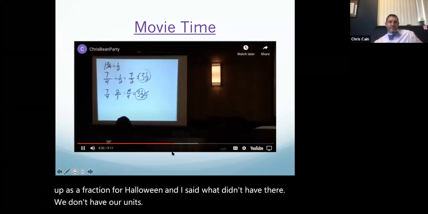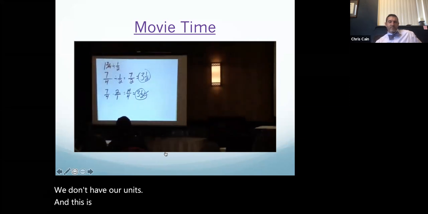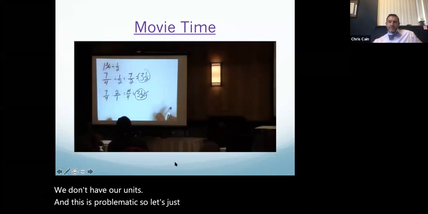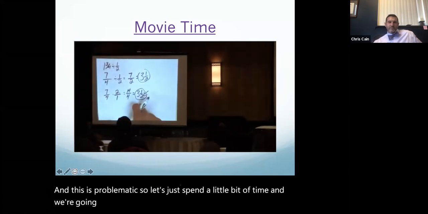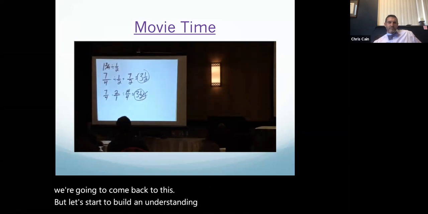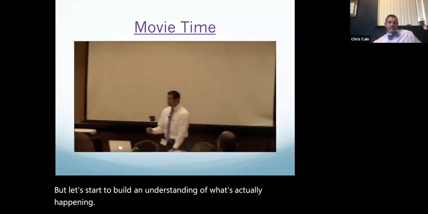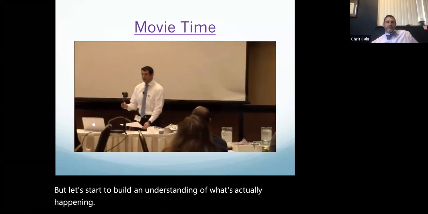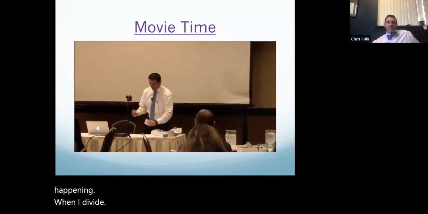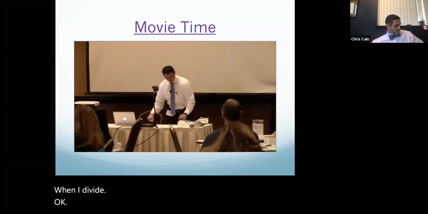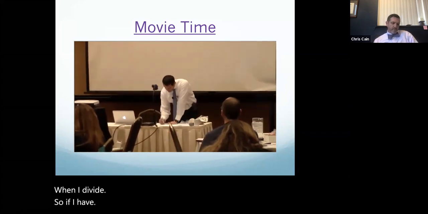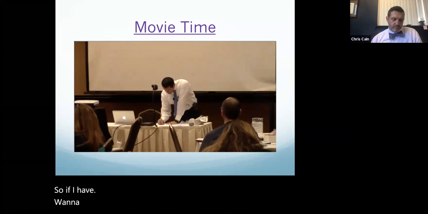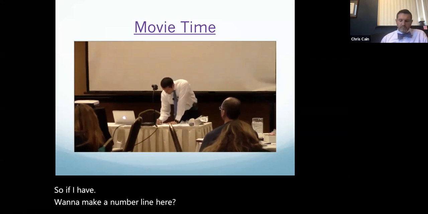And this is problematic. So let's spend a little bit of time, and we're going to come back to this, okay? But let's start to build an understanding of what's actually happening when I divide. So if I have, I'm going to make a number line here. 2.